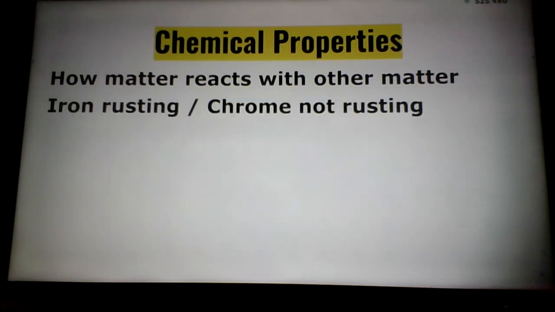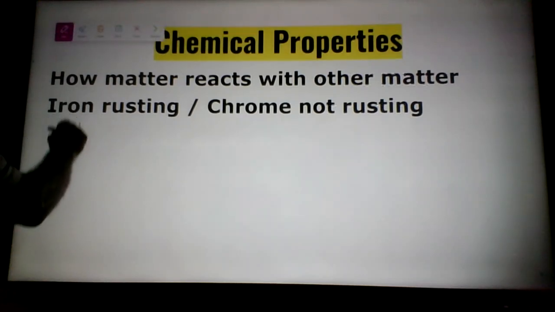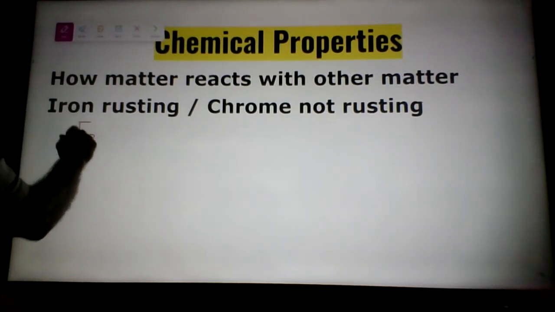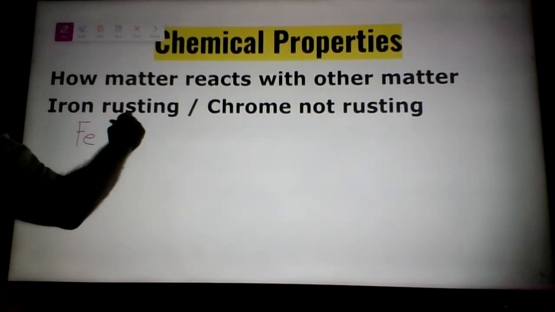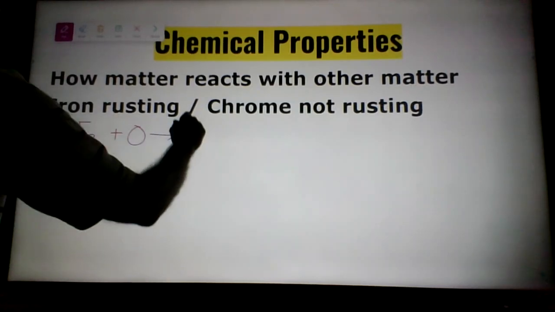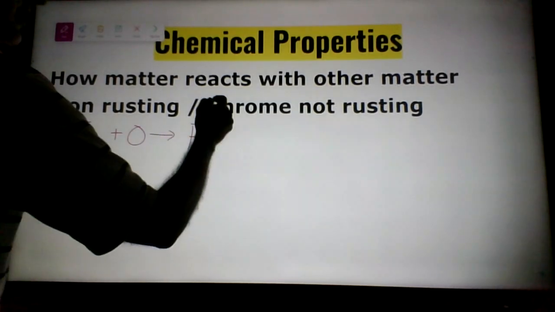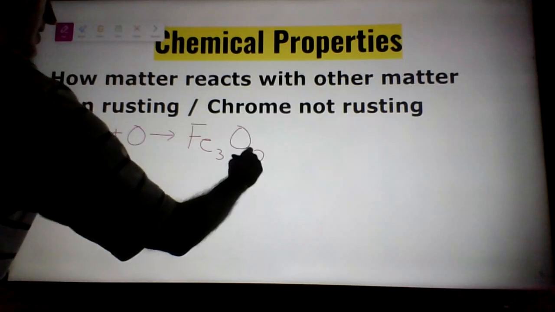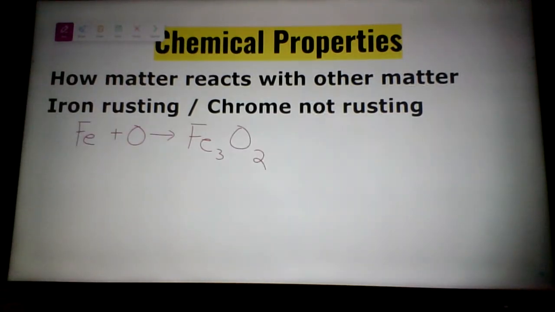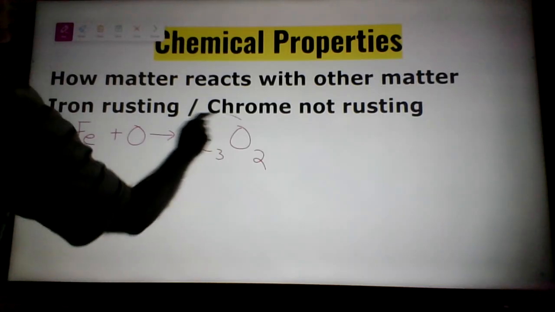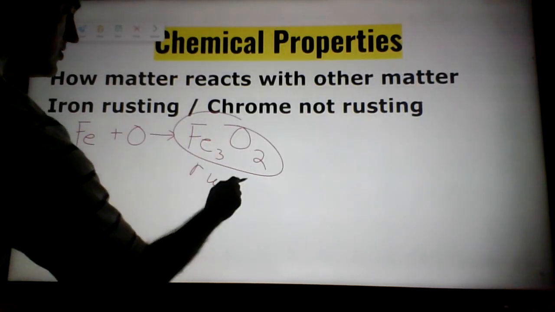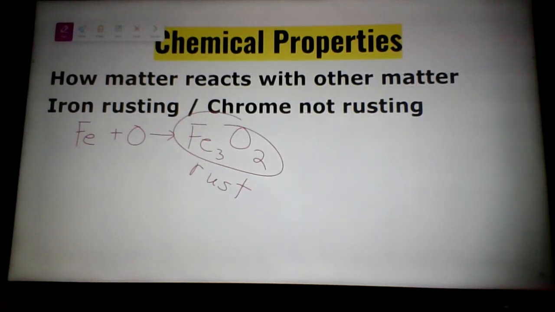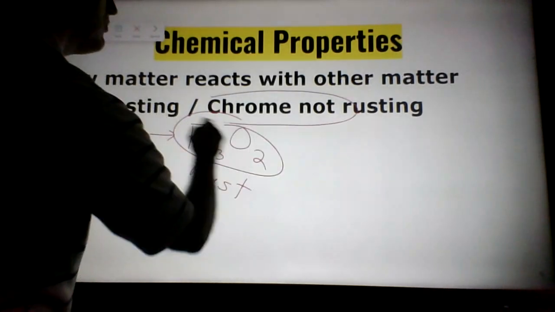Iron rusting, that's a chemical change. See, rust is actually a combination of iron and oxygen that come together to make a compound called rust. And there will be other numbers up here that we'll talk about when we balance equations later on. But this is your chemical formula for rust. And no other substance will rust because rust is made up of iron. That's why chrome will not rust.